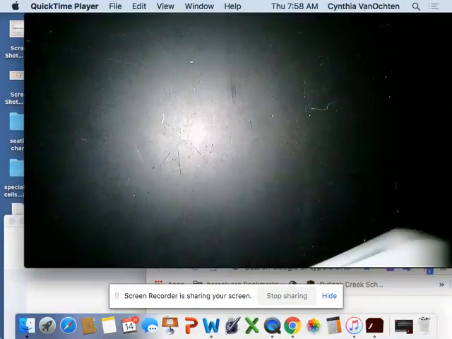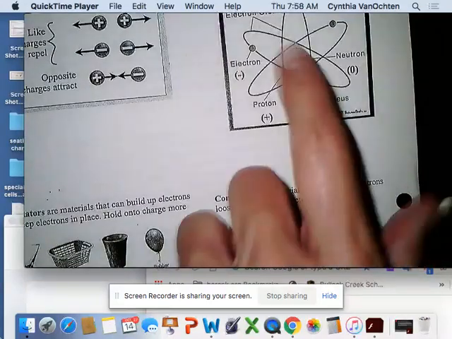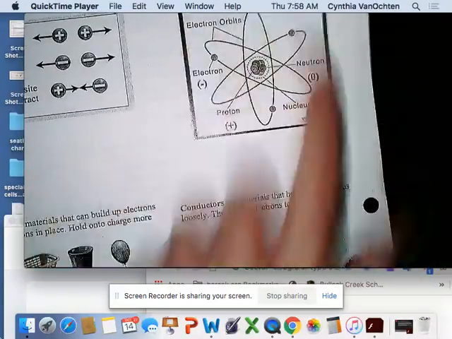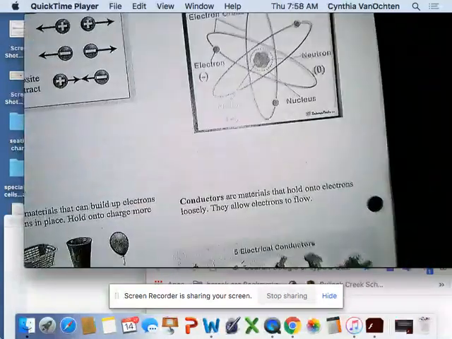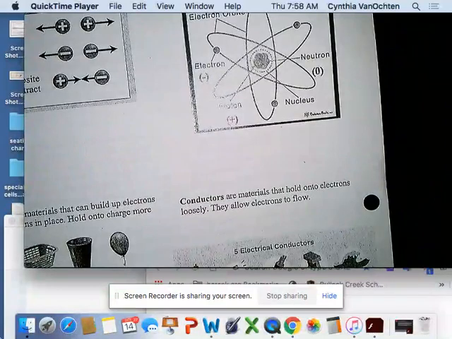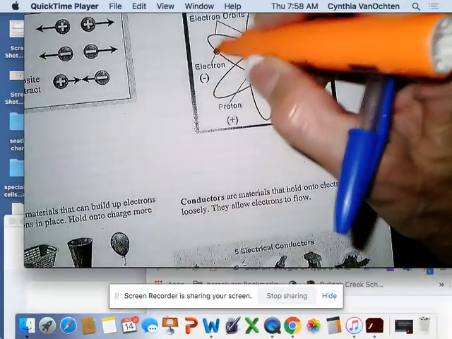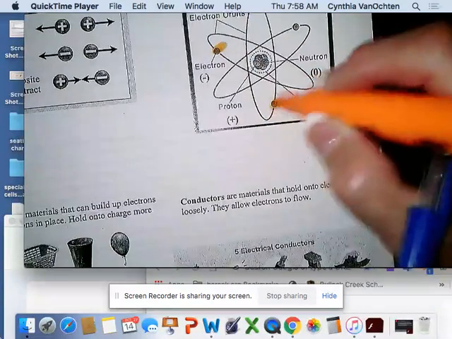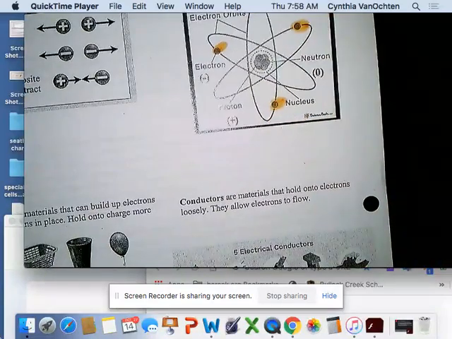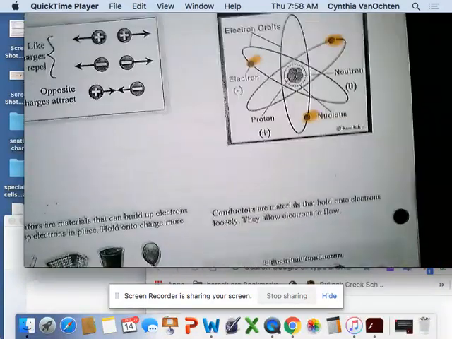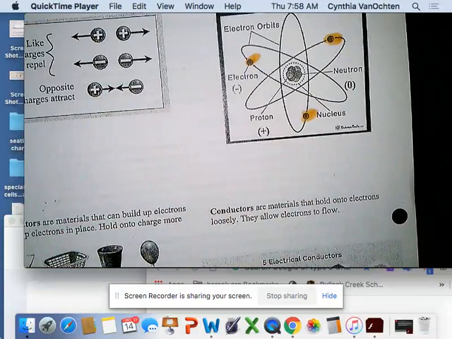All right, so then I want to look at this page, and this is just showing us the structure of the atom. So the part that we're talking about when we're talking about static electricity is these orbiting electrons that can be transferred from one object to another. And this is showing us that like charges repel and opposite charges attract.